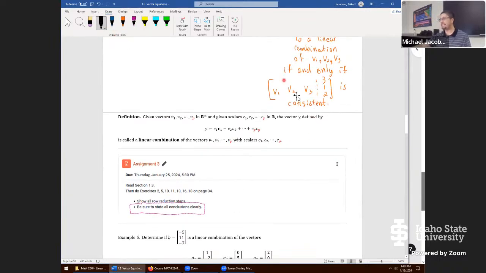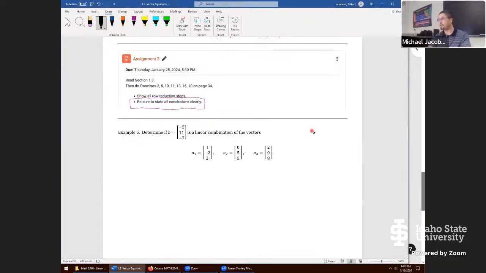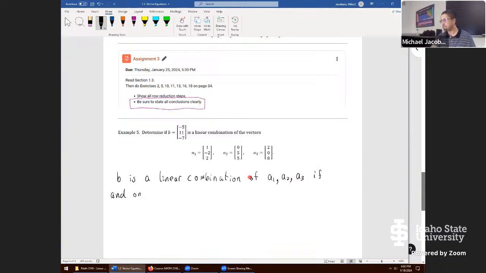We already kind of said what you should do, that's the hint, but let's explain it a little bit better down below. We can say B is a linear combination of A1, A2, A3, if and only if this equation, let's write it down as a vector equation, is consistent. The vector equation would go a scalar x1 times the vector a1, then x2 a2, plus x3 a3 equals b.